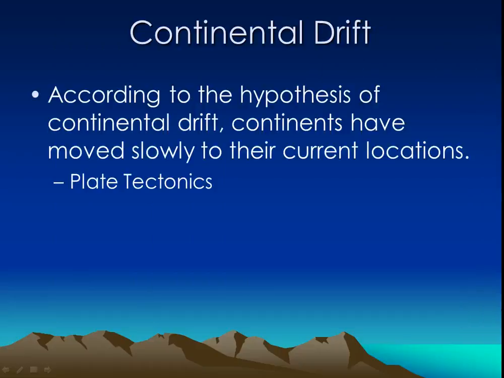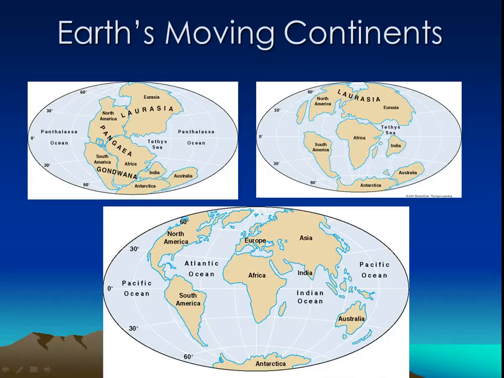According to the hypothesis of continental drift, continents have moved slowly to their current locations, and that's because of what they think is where our crust is on top of plate tectonics. Here you can see over time how they think that it went. Those names that you're seeing on there really aren't important. This is just there for you to see how they think they changed over time. Notice how they were all together at first, but then gradually they spread further apart until they are where they are today.